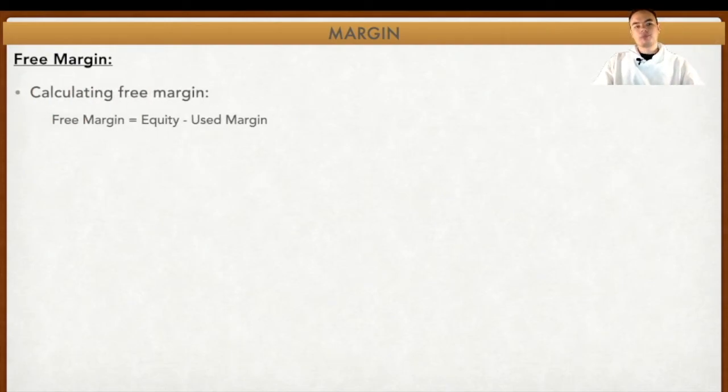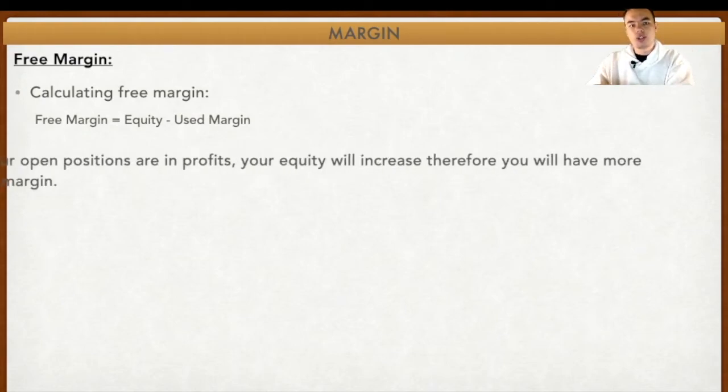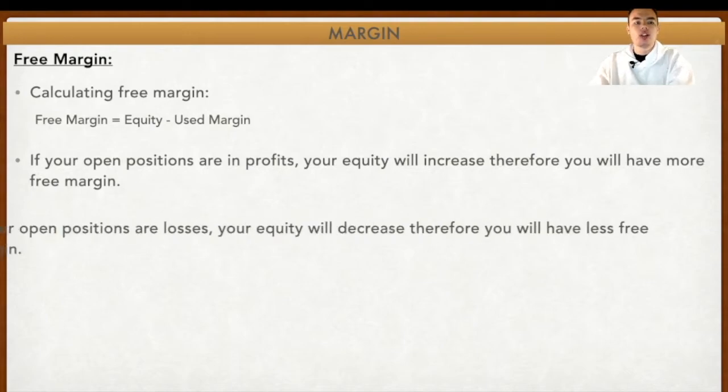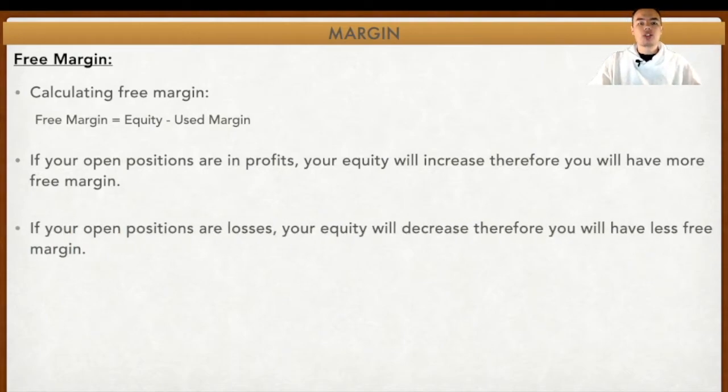Calculating free margin. So free margin is your equity minus your used margin. If your open positions are in profits, your equity will increase. Therefore, you will have more free margin. If your open positions are losses, your equity will decrease. Therefore, you will have less free margin.